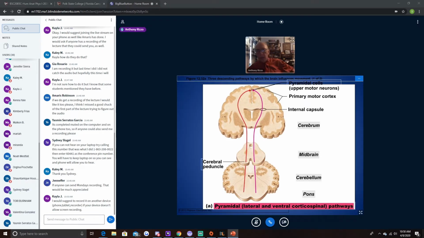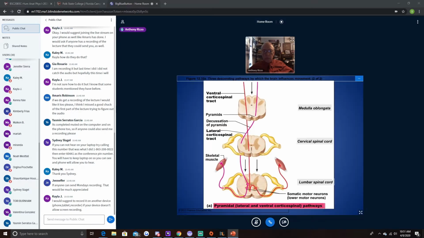So let's look at an upper motor neuron here and see what it does. Here is a neuron which starts in your brain at the precentral gyrus. Remember, that's the primary motor strip. And this long axon travels down through your brainstem. It decussates in the medulla, and then down the entire length of the spinal cord.